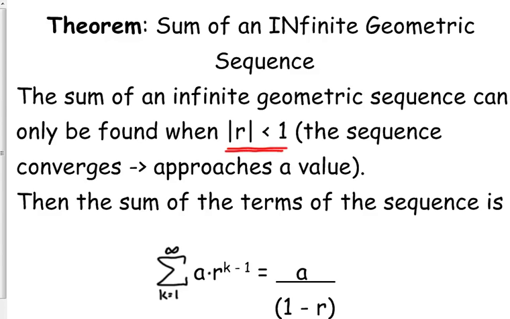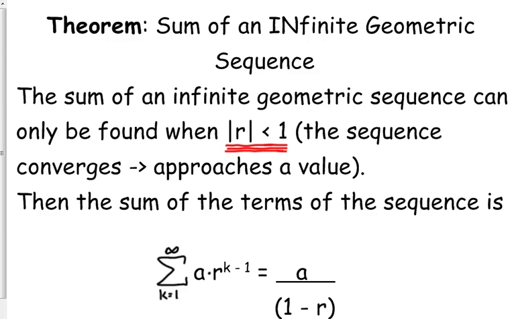Be careful that you don't just say that it's a fraction, because 3 halves is a fraction, but 3 halves is bigger than 1. So if we're multiplying by 3 halves every time, our number's getting bigger and bigger and bigger. But when that common ratio is less than 1, we say that the series or the sequence converges. Okay, to converge on something is that you're approaching something, you're kind of narrowing in on it.